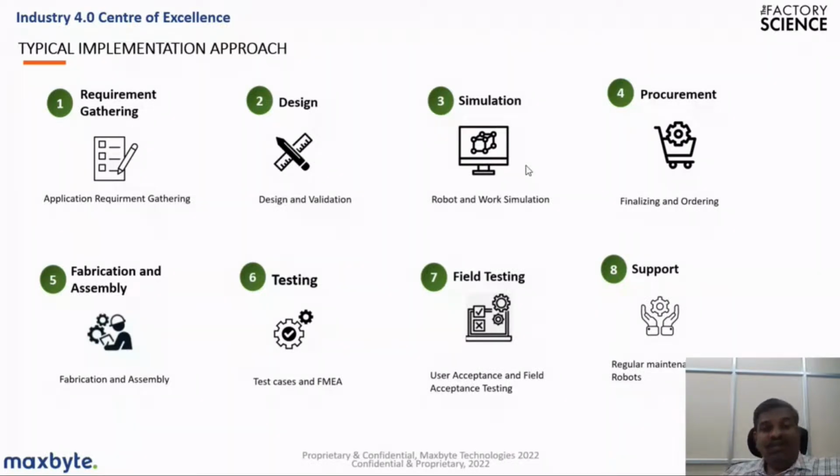Once the design is validated, we will go for a simulation environment, where we will be simulating the entire machine, the components and robots, their reach, and even the plant layout will be simulated. The cycle time will be calculated. Integration with the smart factory systems, everything will be done, and the entire work will be simulated, where we'll have the cycle time and other critical parameters required for the implementation.